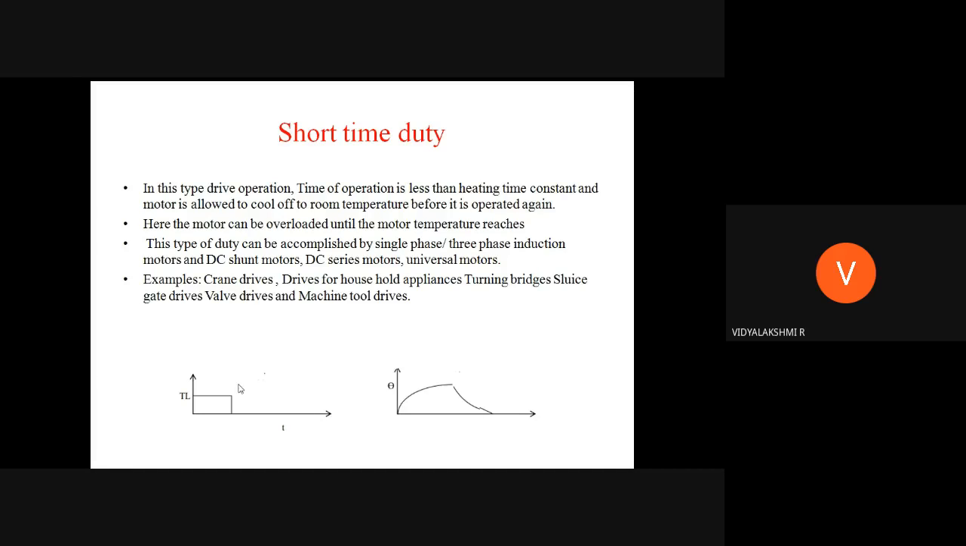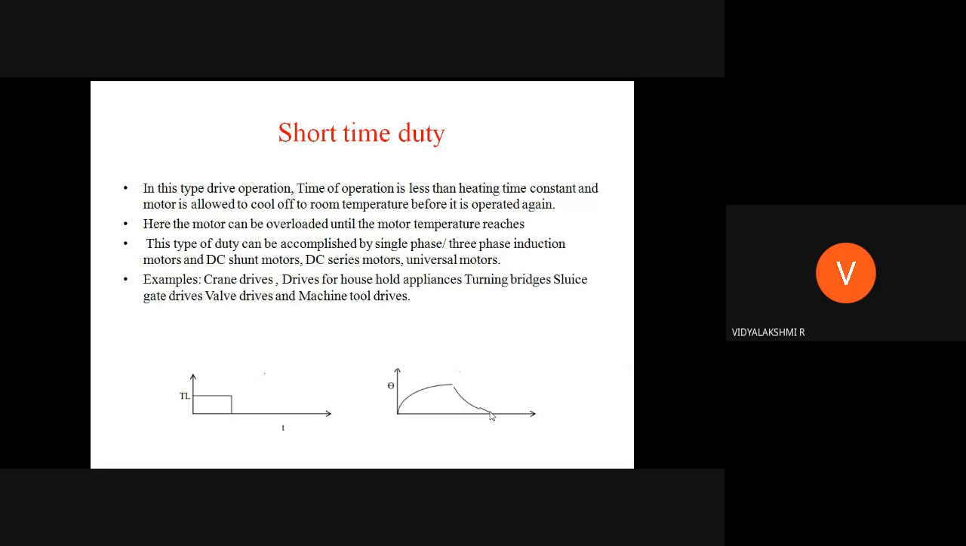I'm repeating once again: this type of duty I can use for small time applications. It runs for a particular time, and for the next period the drive moves to the rest position. So what happens to my temperature rise curve? While starting it increases, and till TL my graph keeps increasing. Once I switch off, my temperature reduces, so my graph reduces like this. This is called short time duty.